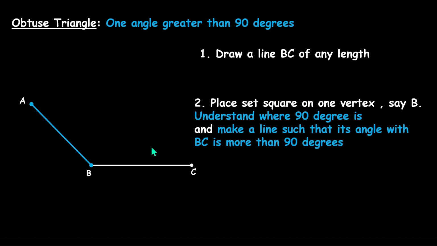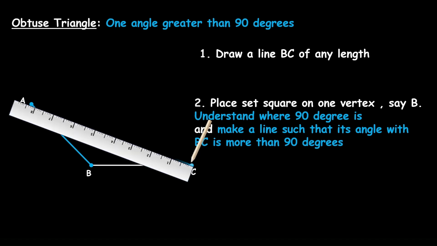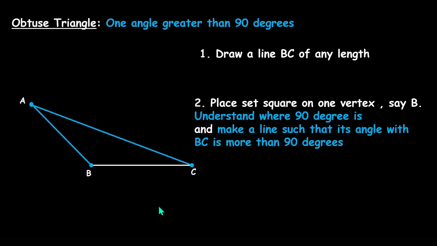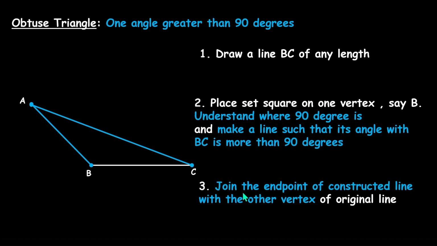So let's again take out our scale and pencil and draw a neat line right here connecting A. So that is it. That becomes our third side. And this becomes our obtuse triangle ABC. And let's write down the third step. So we have to join the endpoint of the constructed line, which is A, with the other vertex, which is C, of the original line. So that's it, and this becomes our perfectly obtuse triangle. So that's all for today. Thank you.